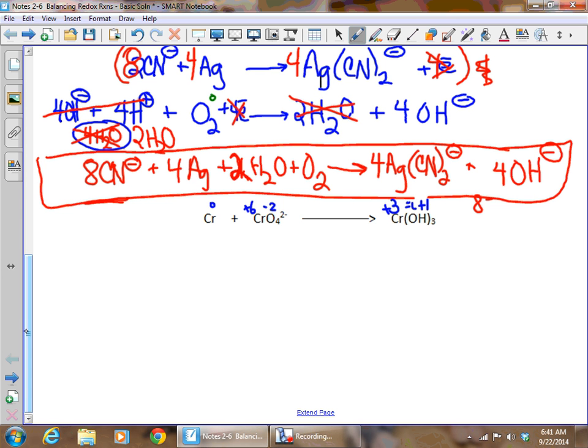It looks like we've got chromiums involved in everything, because look at what happens here. We've got chromium 0, and it's going to go up to +3. But looking at our other species over there on the left, we've got chromium right here as a +6, and it's going down to a +3. Looks like we've got both oxidation and reduction occurring with our chromiums and meeting in the middle whenever we produce that chromium hydroxide. So let's see how we would work this one. We know we've got chromium, and it's going to react and form chromium hydroxide.